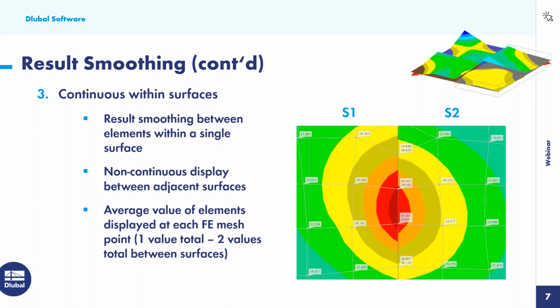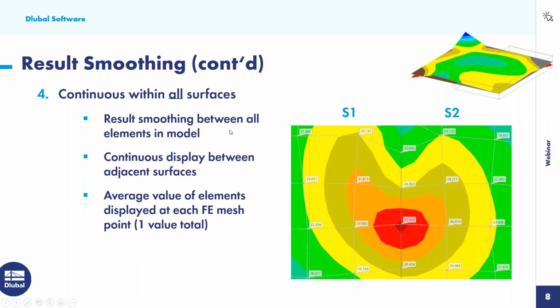The third option is continuous within surfaces. So this is the default option and currently what we are viewing in our example today. Essentially, we are going to use a smoothing algorithm to smooth these results between all of the elements within a single surface. So now notice that surface number 1, all of these values are kind of tied together between all of the elements, yet it's still a non-continuous display between adjacent surfaces. So each surface is now independent. We're not going to tie those values together. The average value of the elements is displayed at every FE mesh point. So we now have 1 total value here for each surface because we're kind of averaging those out, smoothing them all together. But notice we have 2 values here where the 2 surfaces kind of butt up against each other.